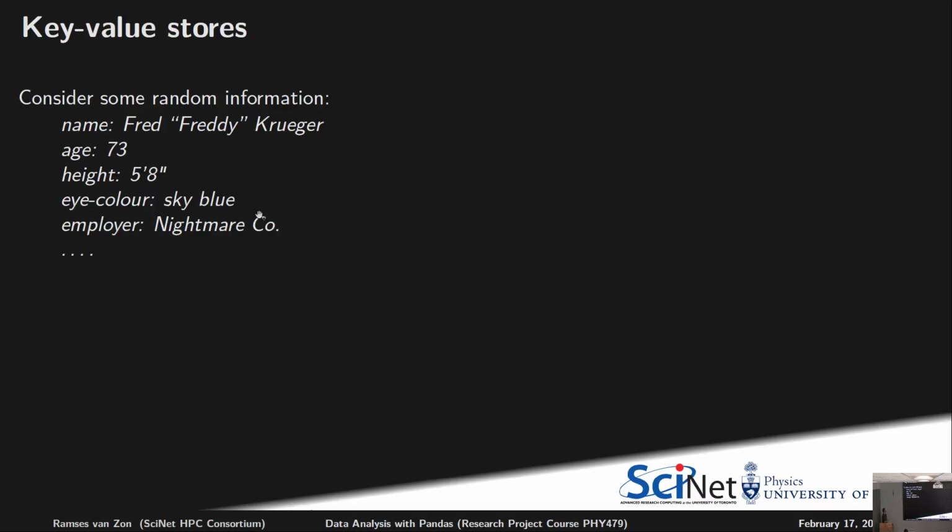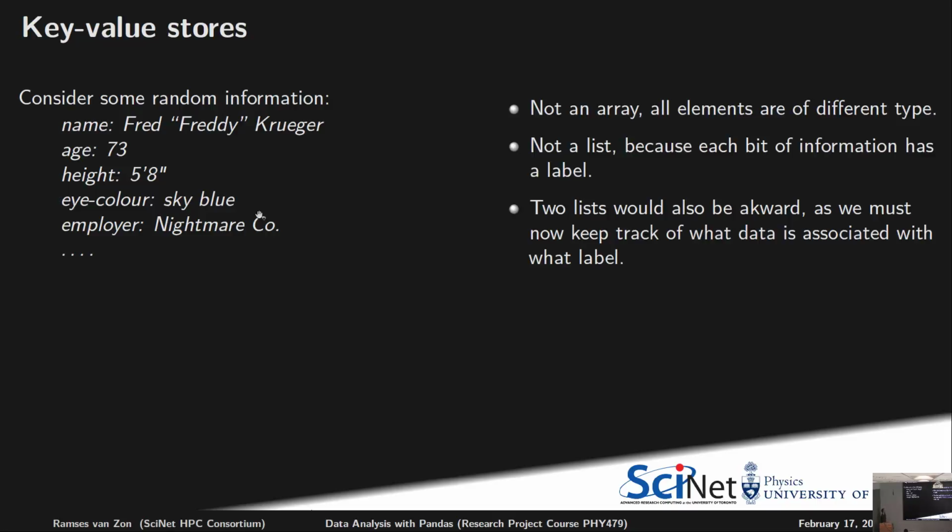So here's an example of this unstructured random big data. Some random information. There's some name, there's an age, there's a height, an eye color, an employer. So this is not an array for a couple of reasons. Every element is of a different type. It's not a list because I have a bunch of labels there. So what do I do? How do I store this within Python? Like, how should I deal with it?